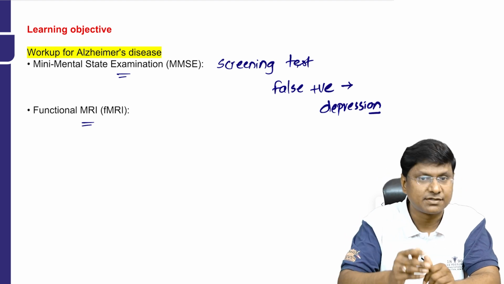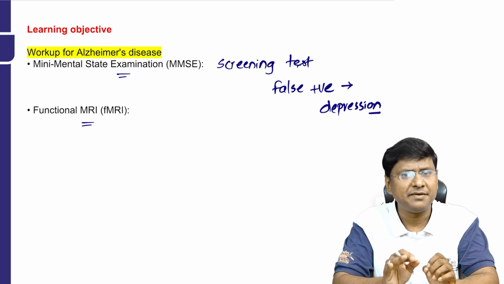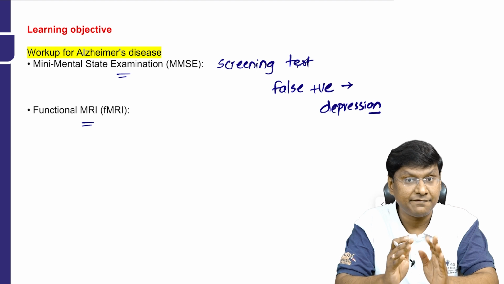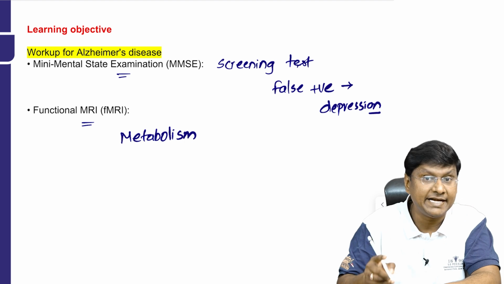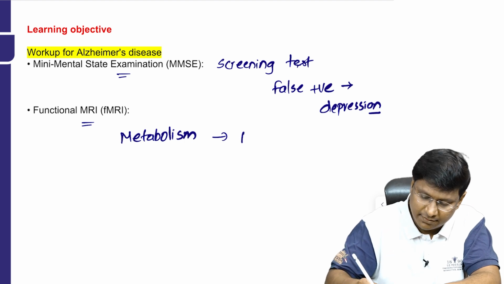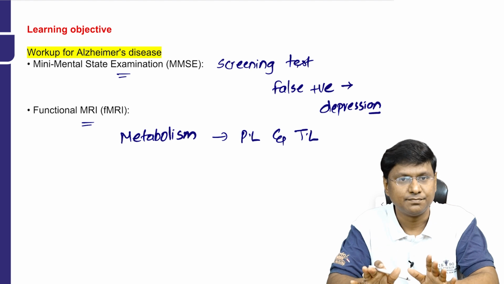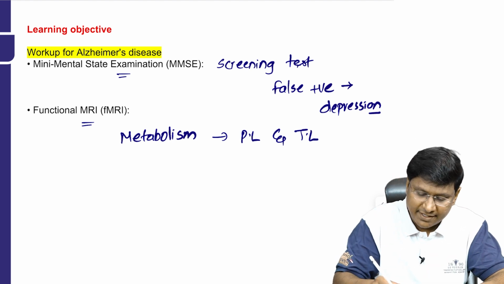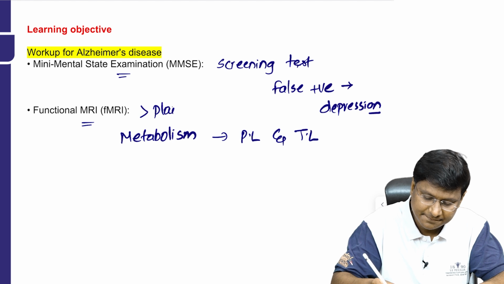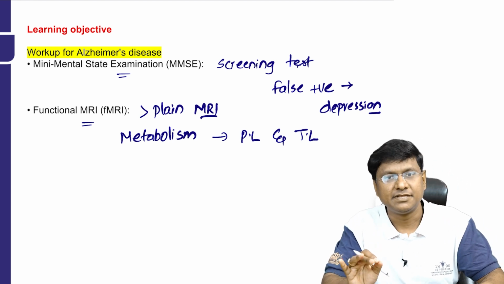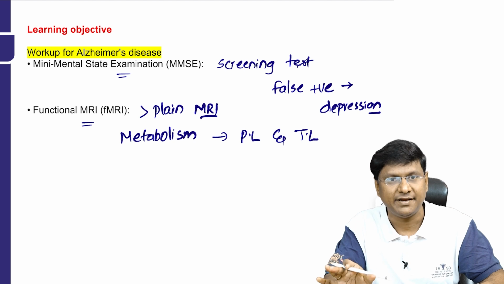Then you take the functional MRI. Functional MRI is the one which will identify the metabolism in the parietal lobe as well as the temporal lobe. And this functional MRI is the one which is preferred over the plain MRI.